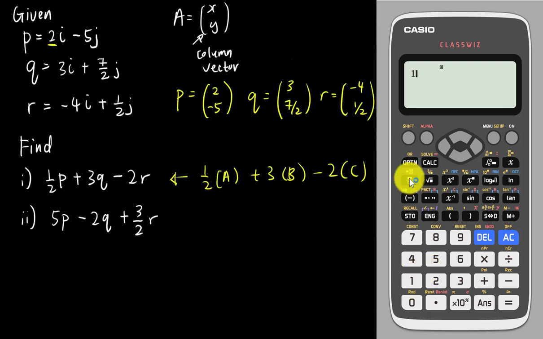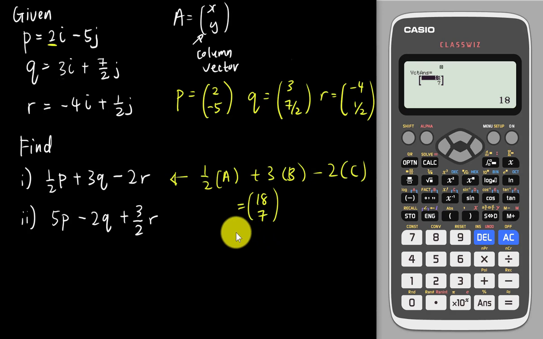Then I tap 1 over 2, and then I tap option and choose vector A, which is 3 here. Then plus 3 vector B: option again, look for vector B, which is number 4, tap 4. And then minus 2 vector C: option, look for vector C, which is number 5 here. Tap equal. Then the calculator will tell you the final answer, which is 18 and 7.